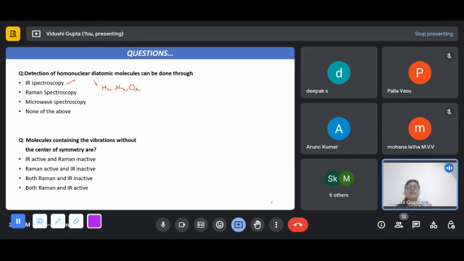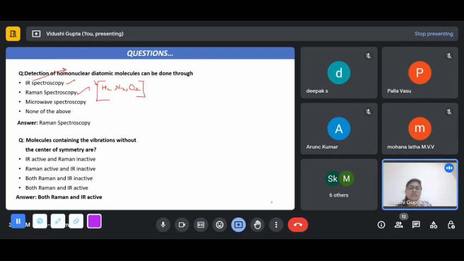In IR, you know that for IR active, there should be a change in dipole moment. But in the case of homonuclear molecules, the dipole moment will not change. So IR can't detect these molecules, but Raman can. So the answer will be Raman spectroscopy.